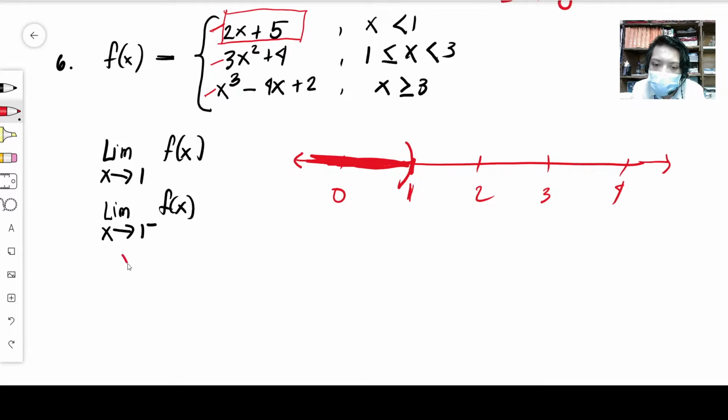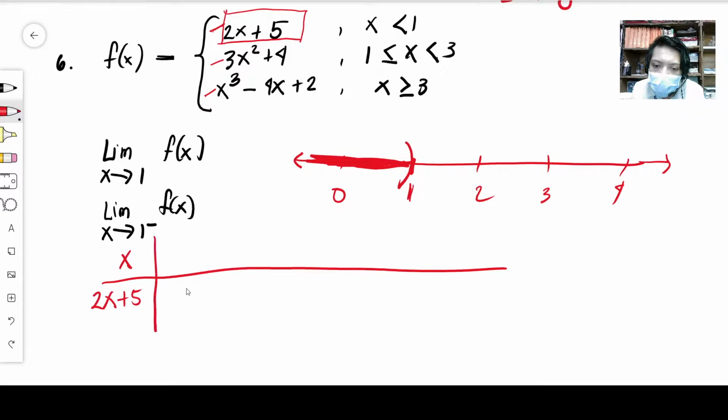Okay, so create a table of values for 2x plus 5, coming from the left. So this is 0.99, 0.999.